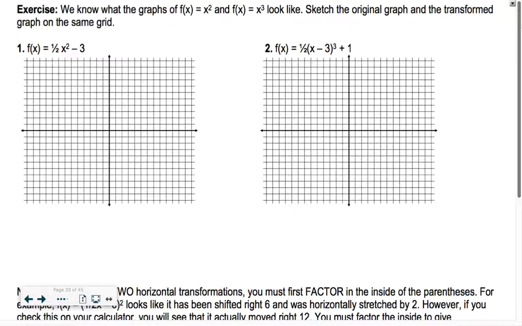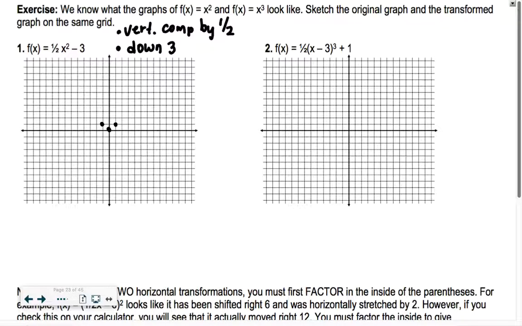So there are two transformations that are happening here. Nothing is inside parentheses with the x, so we're not affecting the x value. We're only affecting the y values, right? So when I see 1/2 x squared, what am I doing? I'm shrinking. In what direction? Vertical or horizontal? Vertical. So I have a vertical compression by 1/2, and then the -3 on the end goes down 3. Perfect. So let's graph the original x squared function.